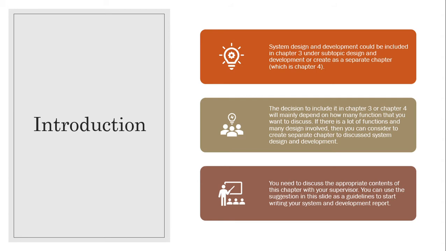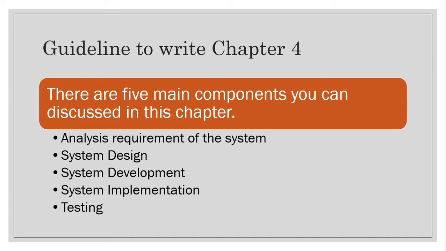You can use the suggestion in this slide as a guideline to start writing your system and development report. Here in this slide, I will show you some guideline on what you need to include. But this is not compulsory because it will be based on your research area. So discuss it with your supervisor for detailed content of chapter 4. I will give in the slide just a rough idea of what you can include in this chapter.